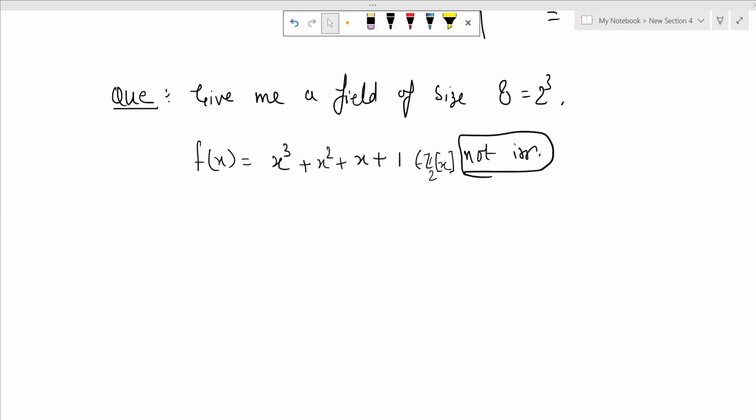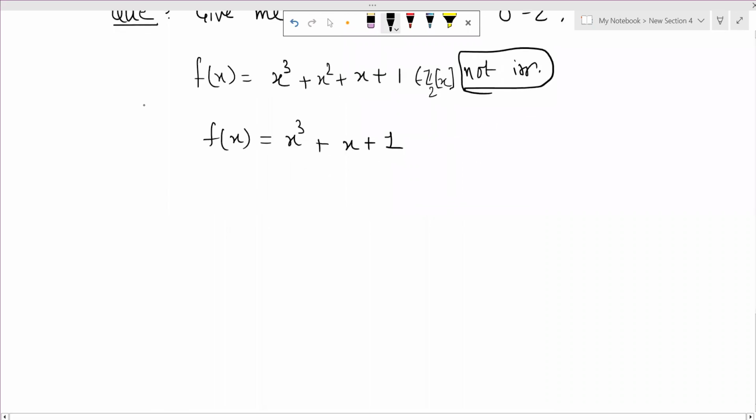x cubed plus x plus 1. Yes, that's what I wanted to hear from you. You should remove just one term and this will work, right? So take f(x) equals x cube plus x plus 1. Now see, 0 is not a root of this polynomial and 1 is also not a root. So you are in a nice case. So this is irreducible.